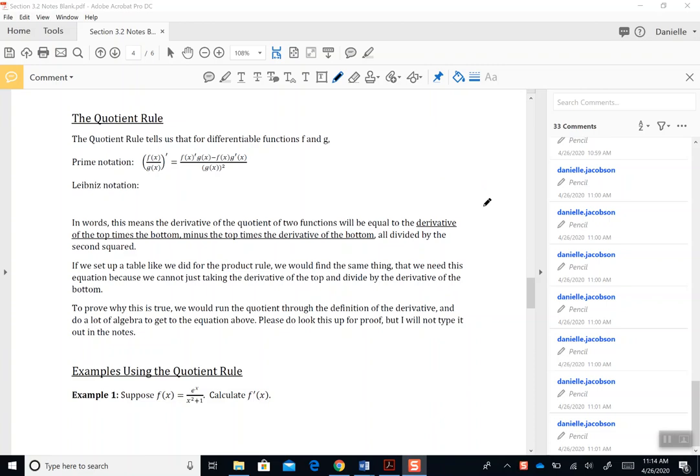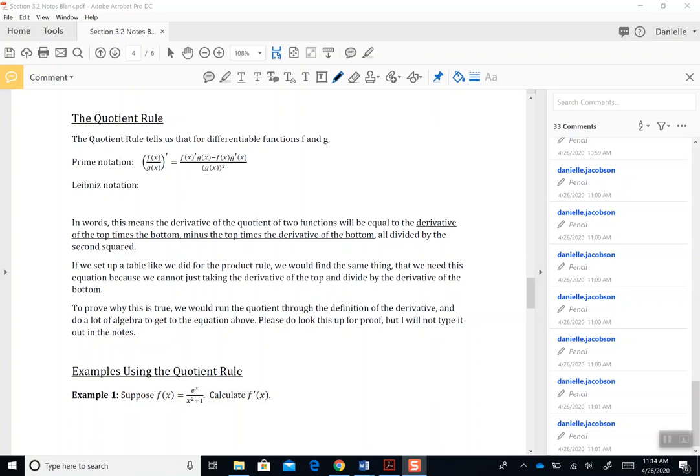So the quotient rule tells us that for differentiable functions f and g, the derivative of f of x divided by g of x, meaning you're taking the derivative of those two things divided, is f prime of x times g of x minus f of x times g prime of x, all over g of x all squared. In other words, how I typically say this verbally is the derivative of the top times the bottom minus the top times the derivative of the bottom, divided by the bottom squared, right?